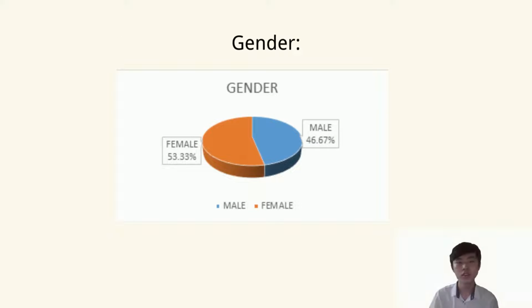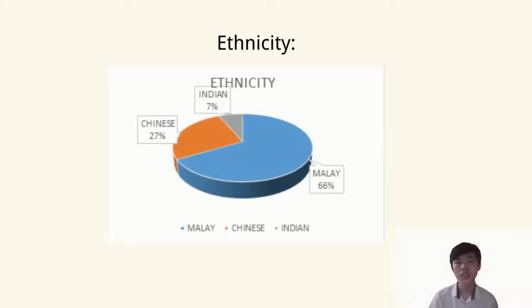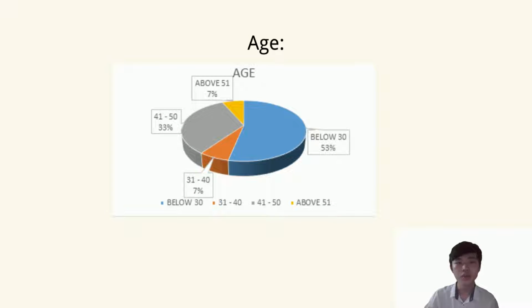First of all, gender. As you can see, there are 15 respondents in our research, which are 7 male and 8 female. Then, ethnicity. There were 3 different ethnicities, which were Malay, Chinese, and Indian. Malay has recorded the highest number of respondents, which is 10. The number of Chinese respondents is 4, and the number of Indian respondents is only 1. Besides that, age. There were 8 people in age below 30, 1 person in age between 31 to 40, 5 people in age between 41 to 50, and 1 person in age above 51.